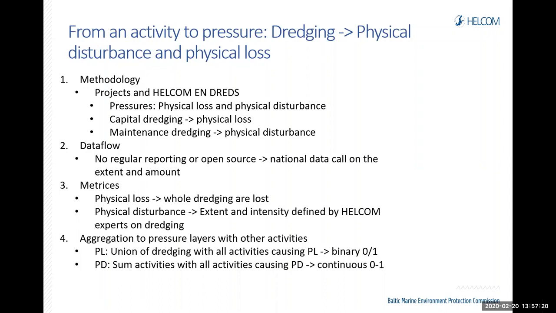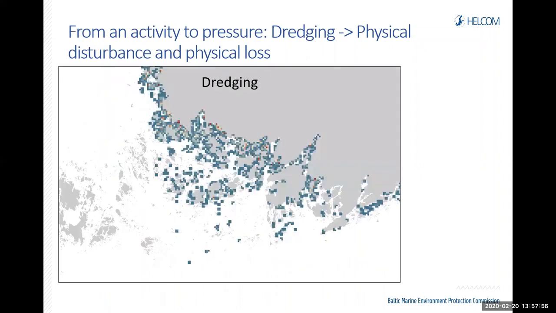And then when you have the activity per pressure layers ready, you need to aggregate them to form the final pressure layer. For physical loss, it's as simple as this binary type of information, so it cannot be lost twice. It's either lost or not. For physical disturbance, it's a bit more complex, as we have intensities, so we need to weight them according to the different activities, and then you sum them all up, and you get this continuous information from 0 to 1.